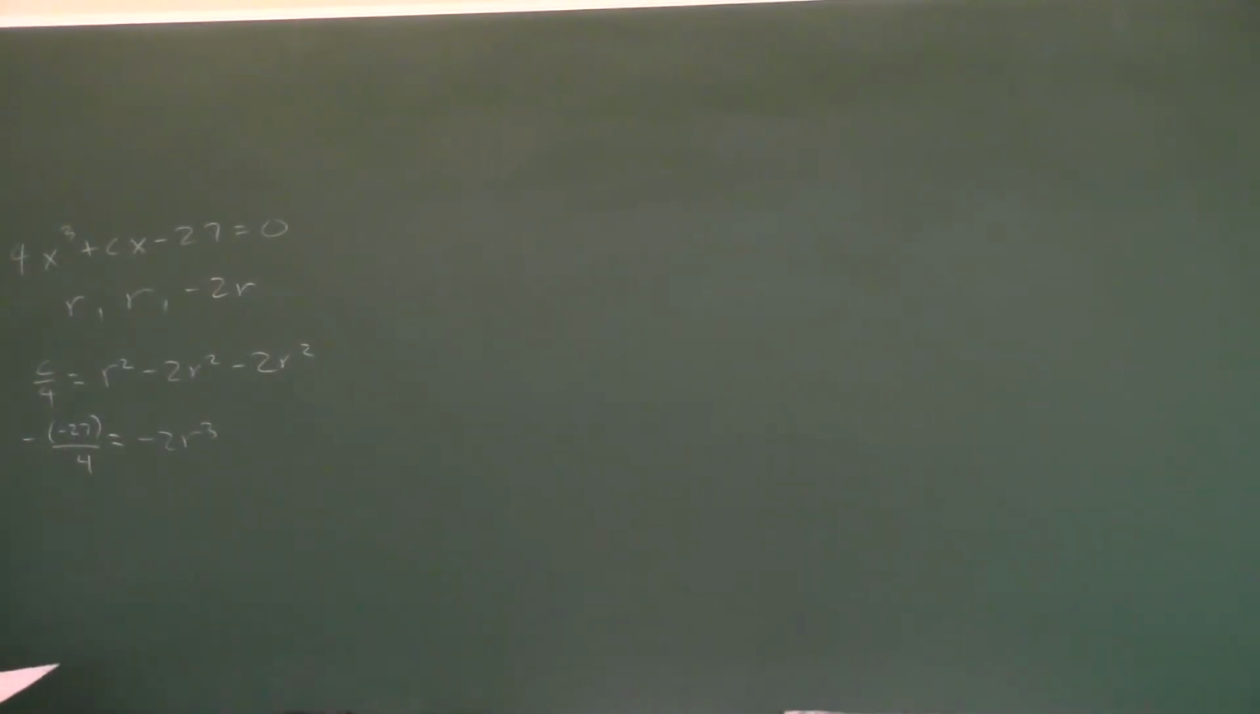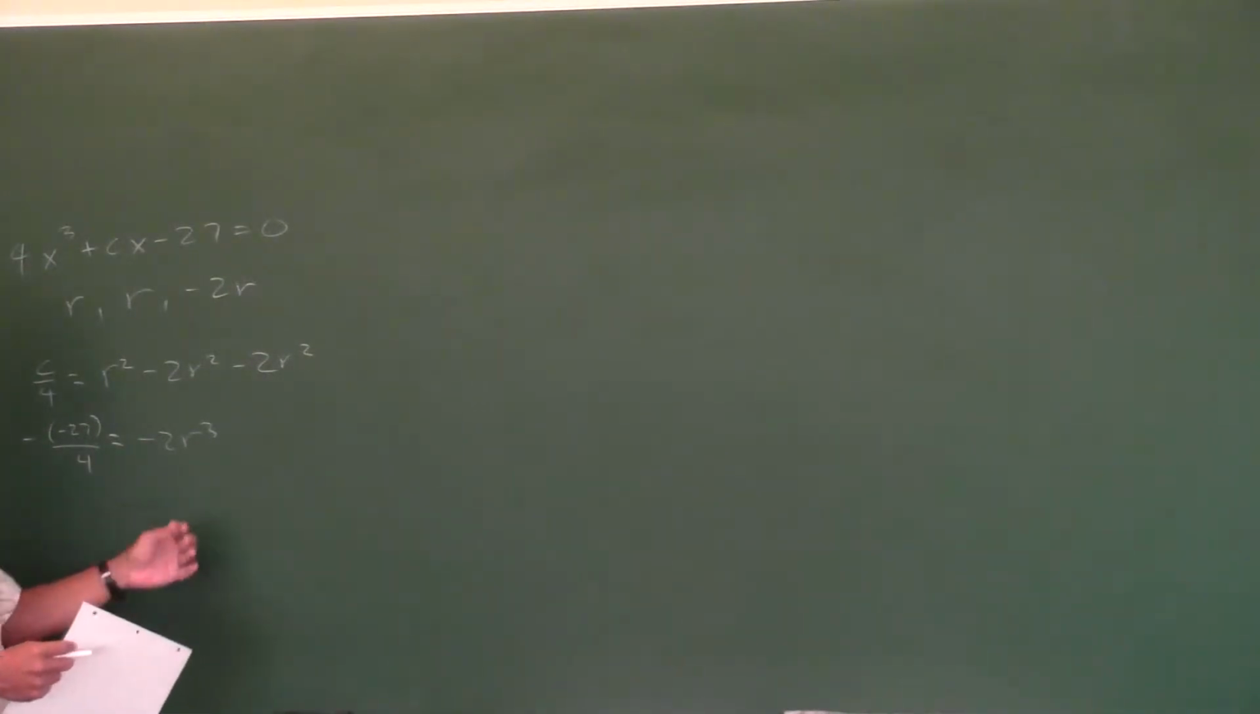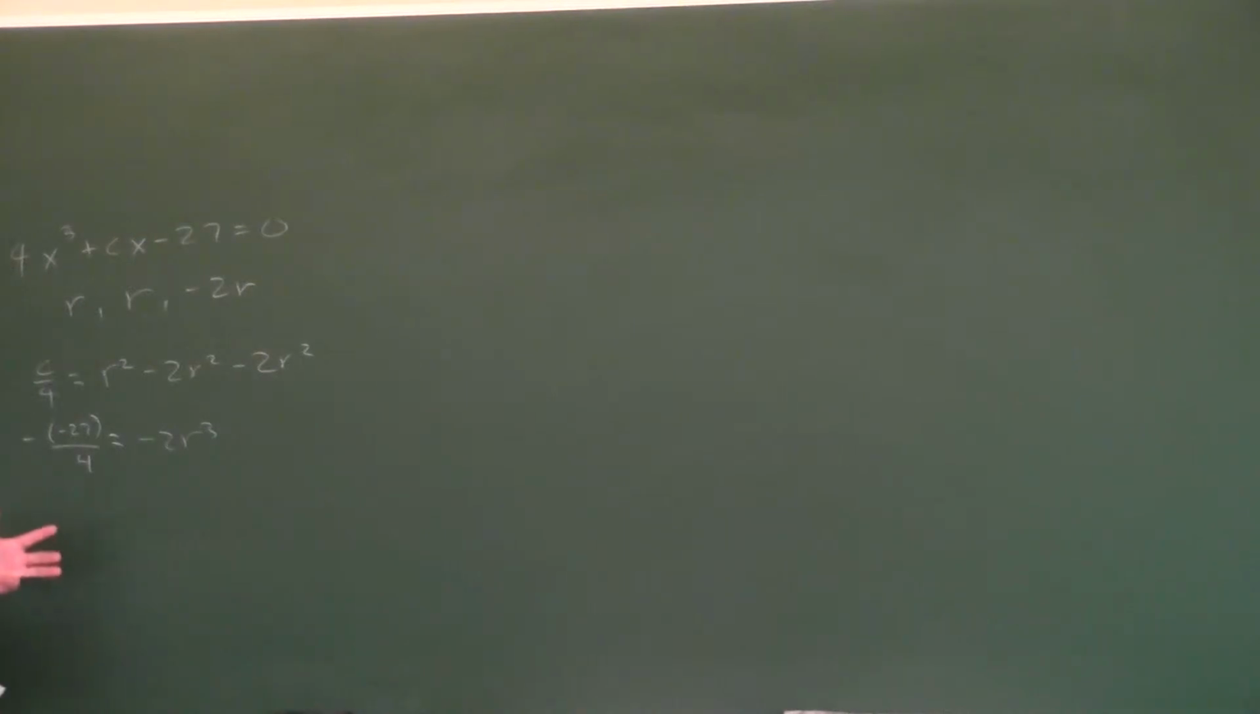Some of you are looking at it and going, I don't know what to do. Yeah, do what you were taught to do. Negative b over a is the sum of the roots. Negative c over a is multiplying them 2 at a time. Negative d over a is multiplying them 3 at a time. Just automatically do that. And then you get 3 points right there if you can do that. And then now you got to solve it.